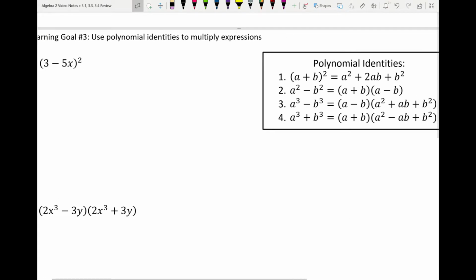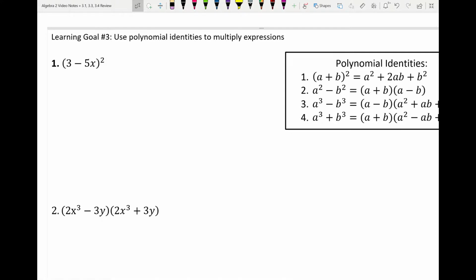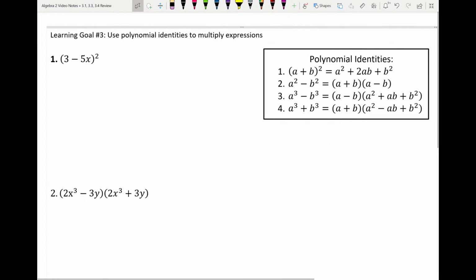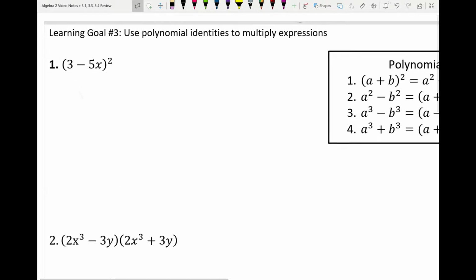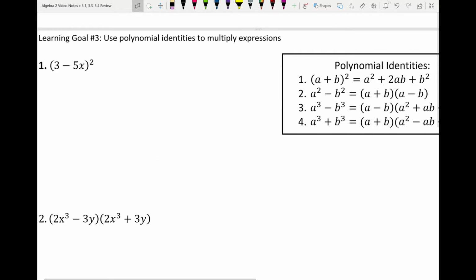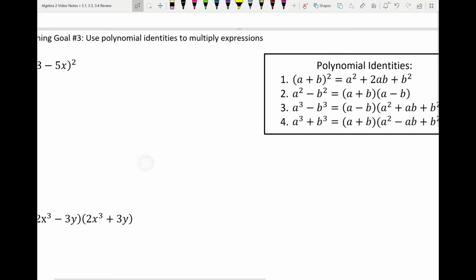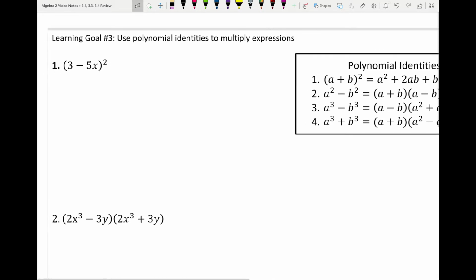All right, so now we're going to be looking at learning goal number 3. Use polynomial identities to multiply expressions. I went ahead and listed out the polynomial identities on the right-hand side. Those are the ones that we'll be focusing on in this learning goal. We want to match up problem number 1 to any one of those polynomial identities. If you look at this problem, this actually matches up with this identity right here.